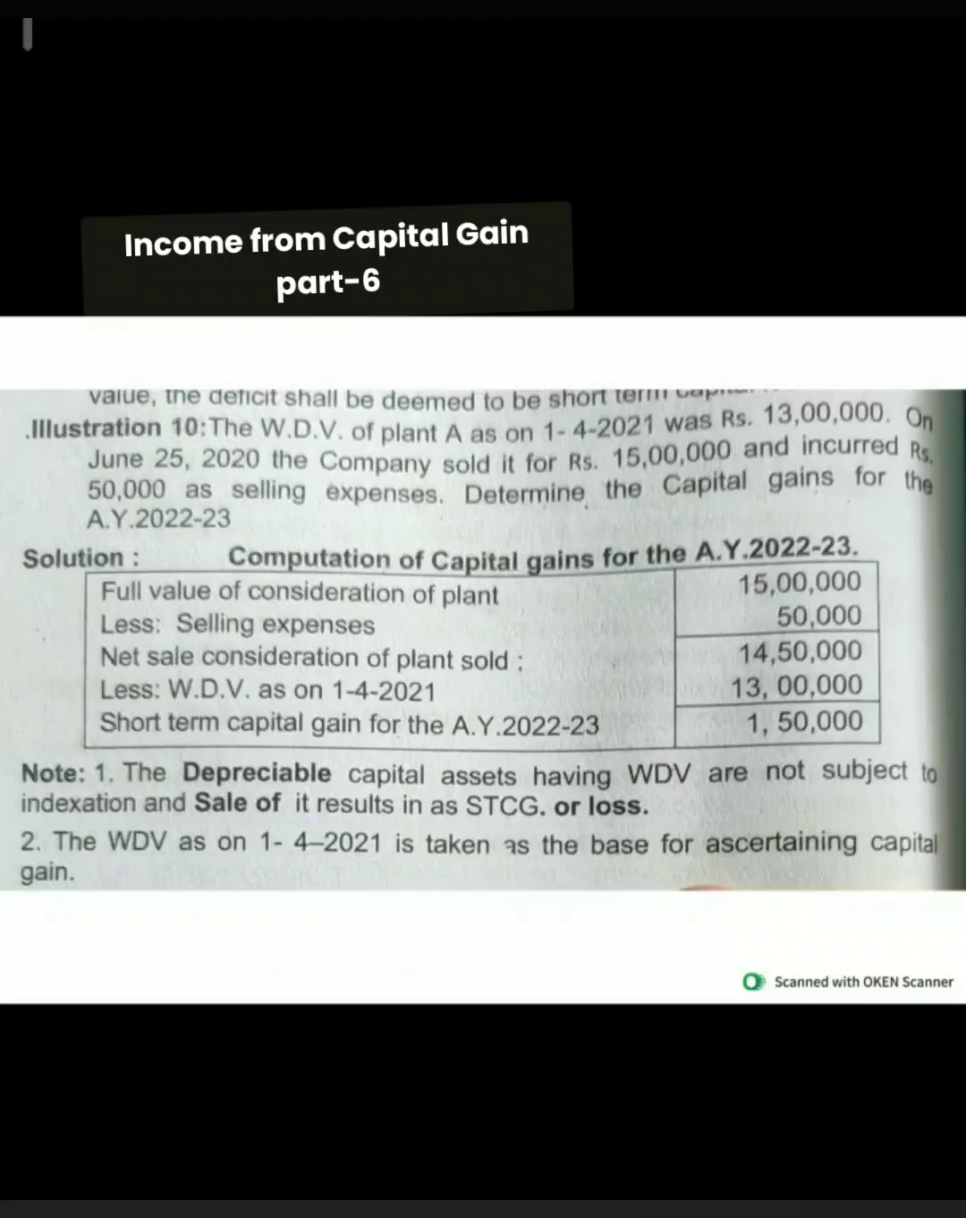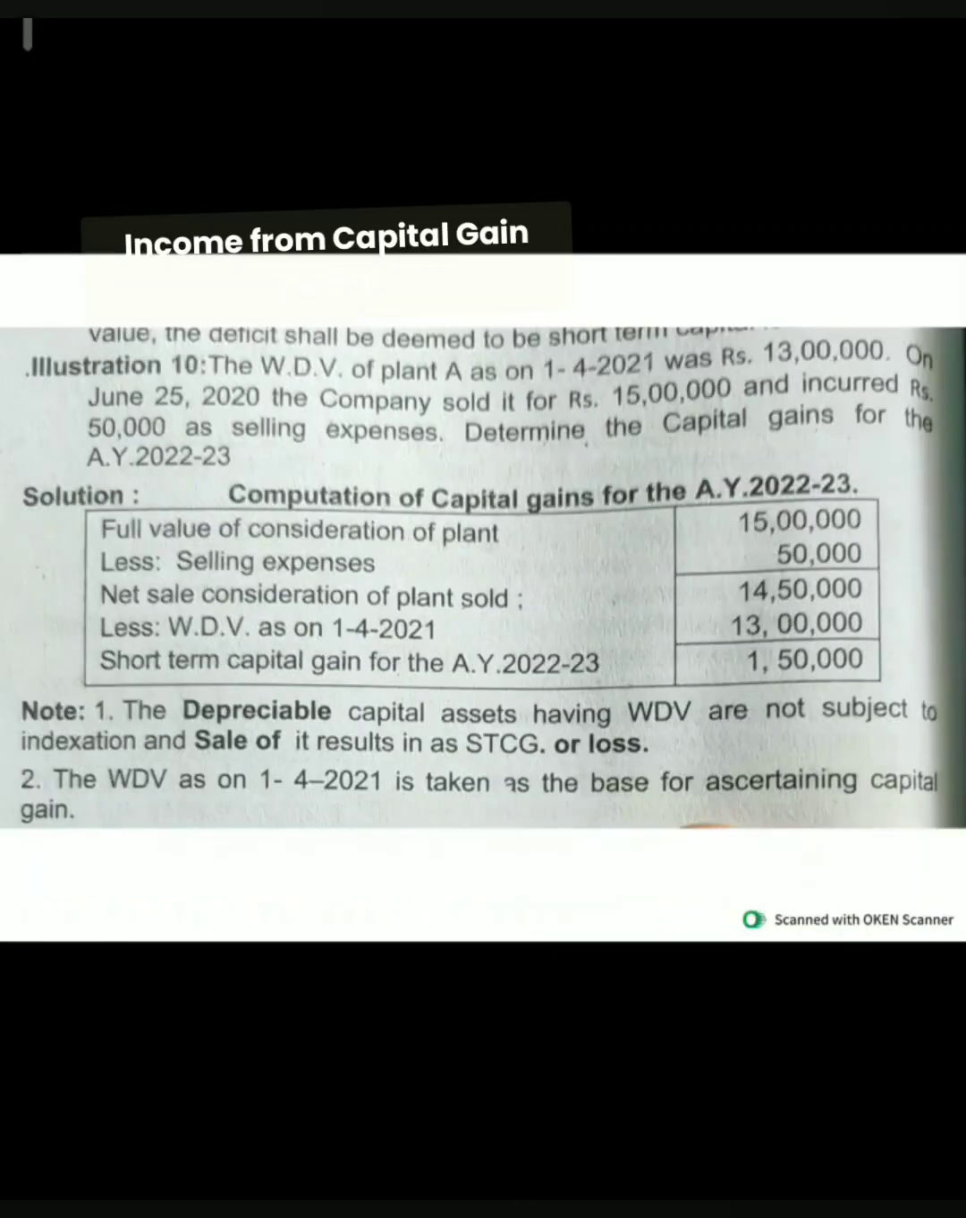So, this illustration is regarding the written down value of depreciable assets. The question is like this. The WDV, which stands for written down value, of plant A as on 1/4/2021 was rupees 13 lakh. On June 25, 2020, the company sold it for rupees 15 lakh and incurred rupees 50,000 as selling expenses. Determine the capital gain for the assessment year 2022-23. So here the asset is a depreciable asset, remember it.